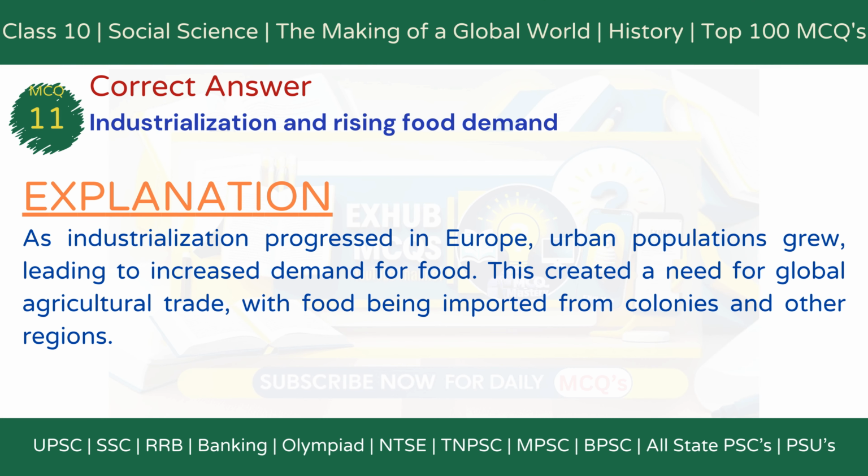The correct answer is option A, industrialization and rising food demand. Explanation: as industrialization progressed in Europe, urban populations grew, leading to increased demand for food. This created a need for global agricultural trade, with food being imported from colonies and other regions.